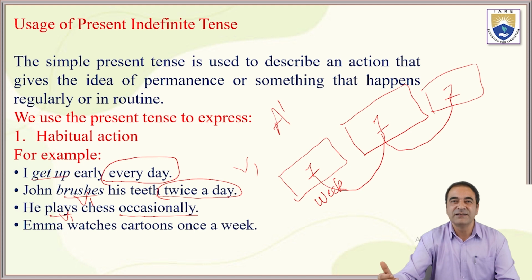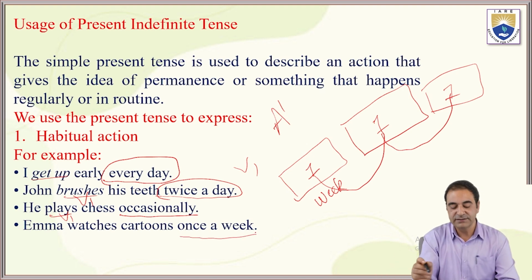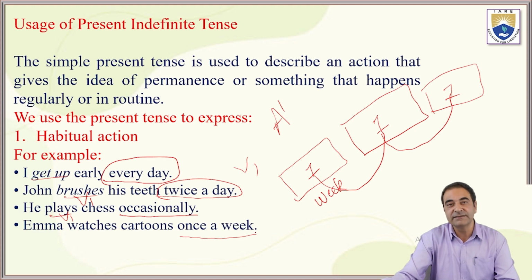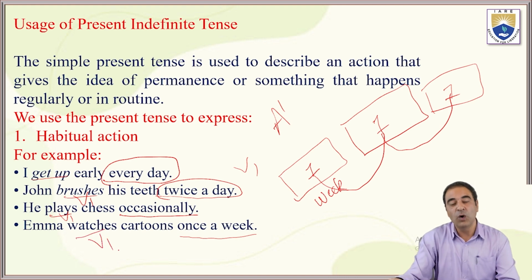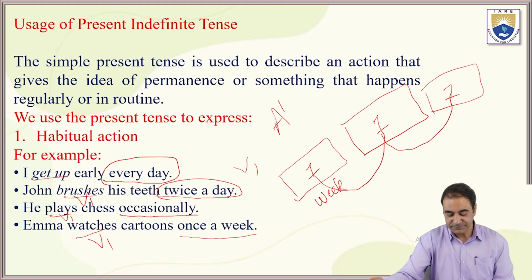occasionally. Now the third sentence, Imam watches cartoon once a week. Again, here we have the indicator, that is once a week. An action is being repeated once a week. Therefore, it becomes a habit. And in all these sentences, we have verb in first form. Why verb in first form? Because it shows habit, and we express habitual action in simple present tense.